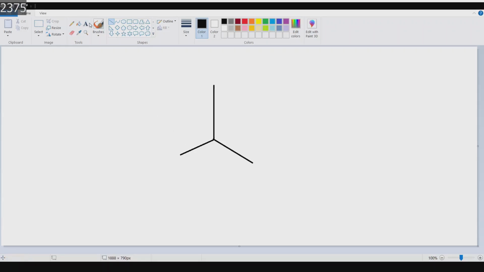So, what if we had another one of these? Connected in a linear fashion, this could be considered 4D.